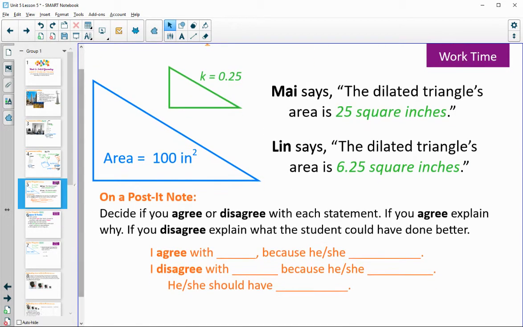So if you're in class, write this on a Post-it note. If you're at home, you can write it in your book. So decide if you agree or disagree with each person, okay? If you agree with them, explain why you agree. And if you disagree, explain what the student could have done better or the mistake that they made, okay?